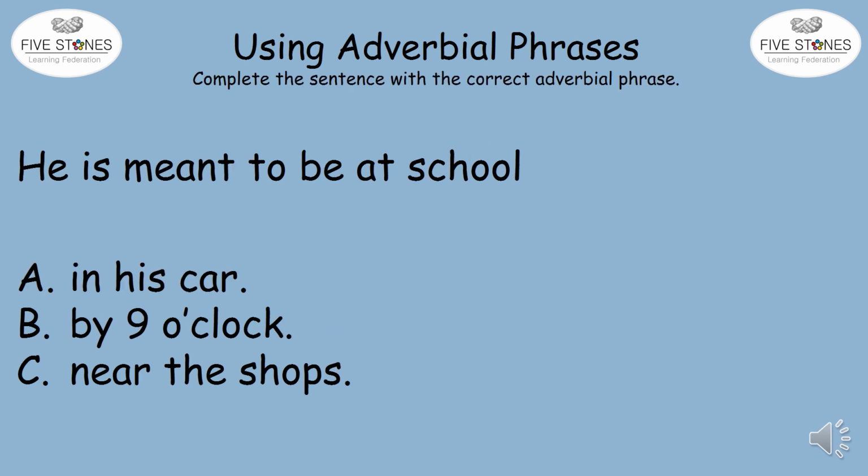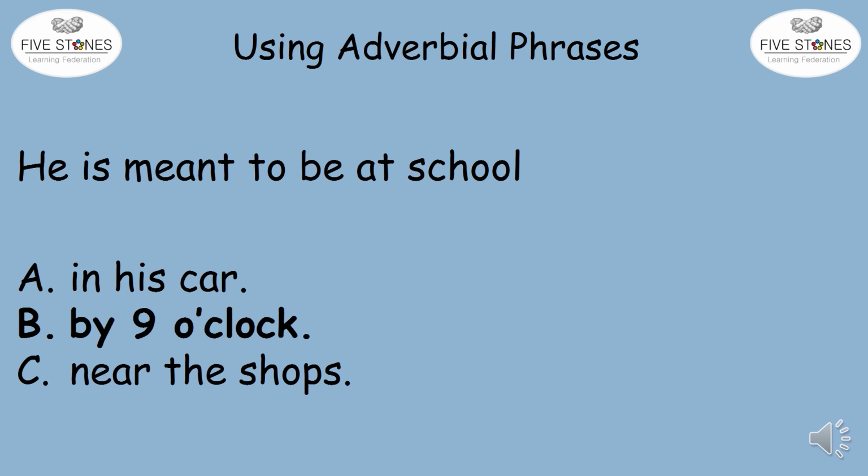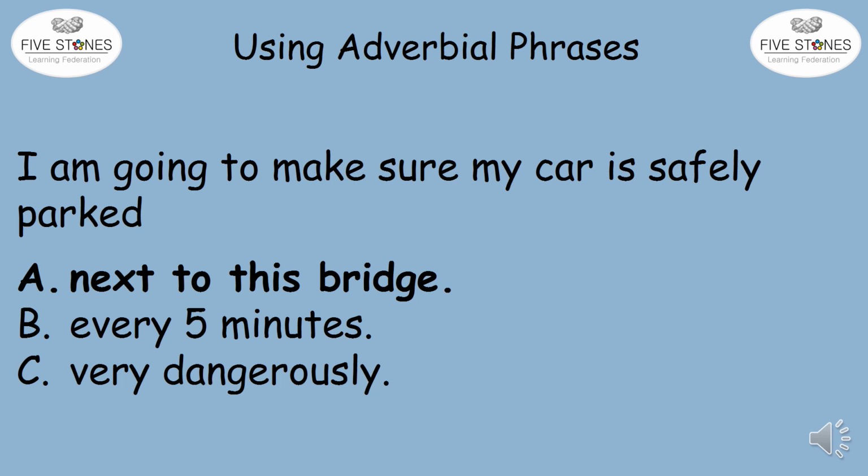He is meant to be at school in his car by 9 o'clock or near the shops. So the adverbial phrase that goes with this sentence is by 9 o'clock. What type of adverbial might that be? It is a when or how often, so it's telling you what time he needs to be there. It's telling you where that person is going to park their car.